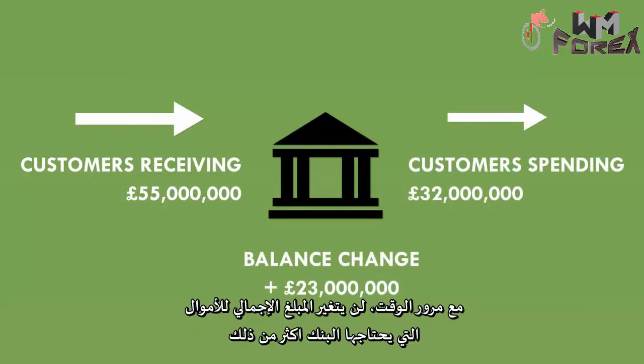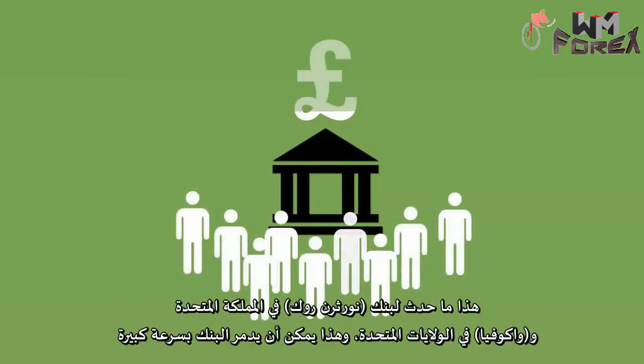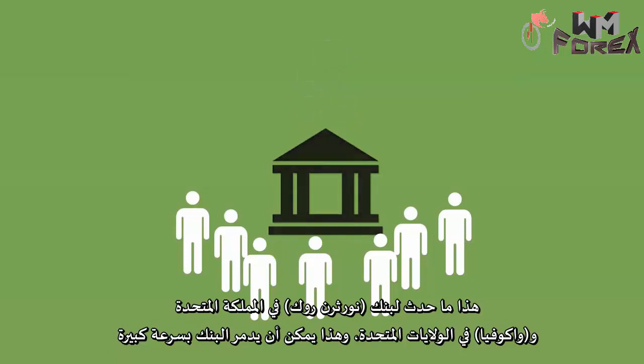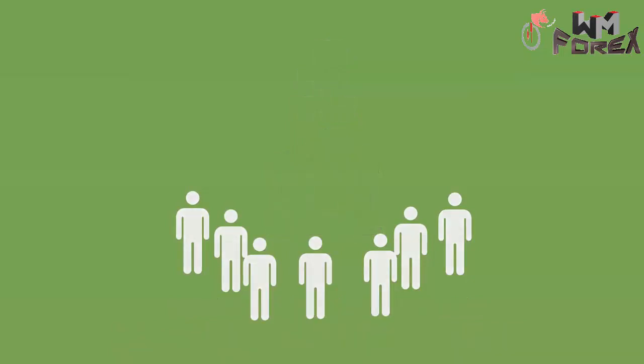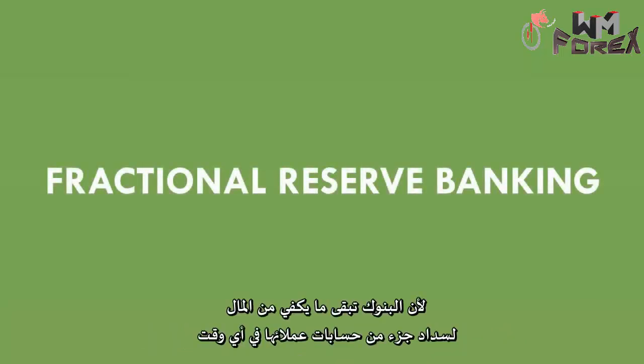Over time, the total amount of money needed by the bank doesn't change much. The only time that they would actually need all the money that they owe to their customers is if customers were to panic and ask for all their money back at the same time. This is what happened to Northern Rock in the UK and Wachovia in the US, and it can destroy a bank very quickly. This process is what gave rise to the term fractional reserve banking, because banks only need to keep enough money to repay a fraction of their customers at any time.